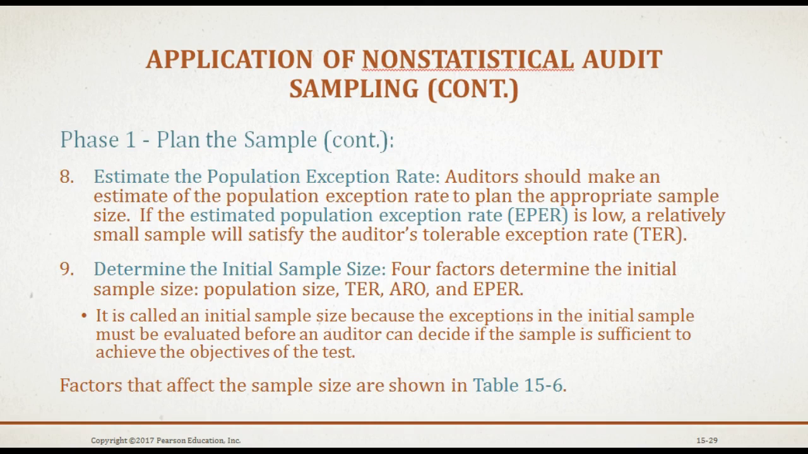The 9th step of Phase 1 is to determine the initial sample size. 4 factors determine the initial sample size, which are the population size, the tolerable exception rate, the acceptable risk of over-reliance, and the estimated population exception rate. It is called an initial sample size because the exceptions in the initial sample must be evaluated before an auditor can decide if the sample is sufficient to achieve the objectives of the test.